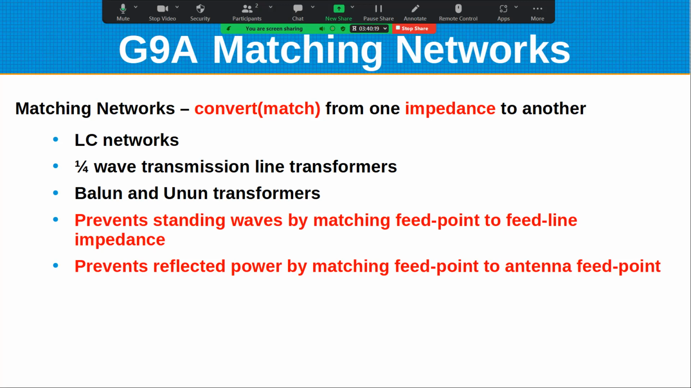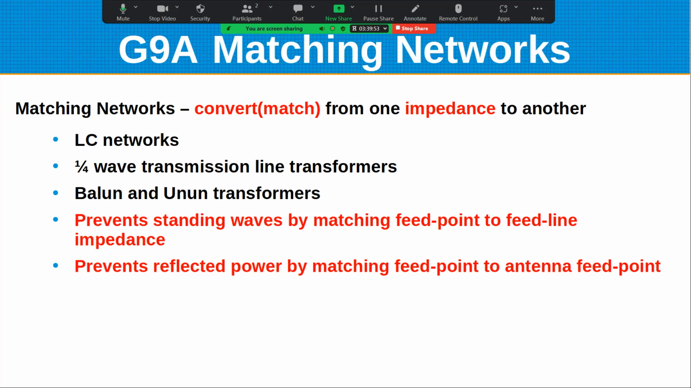Another thing they use is a quarter wave transmission line transformer. In other words, you take a piece of transmission line, short one end of it, and have it a quarter wave long for the frequency you want to match, connect that to the antenna, and that will act as an impedance transform.